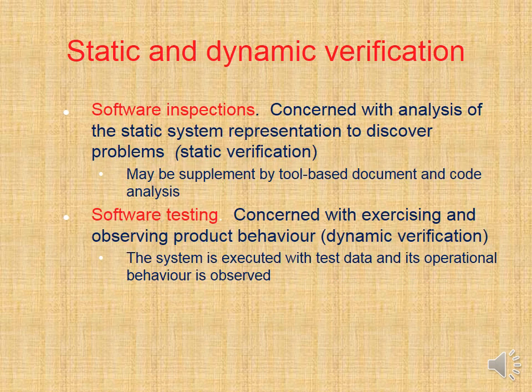Static and dynamic verification. There are two types of verification. Software inspection is concerned with the analysis of the static system representation to discover problems. It may be supplemented by tool-based document and code analysis. Software testing is concerned with exercising and observing product behavior. It's a dynamic verification: the system is executed with test data and its operational behavior is observed.